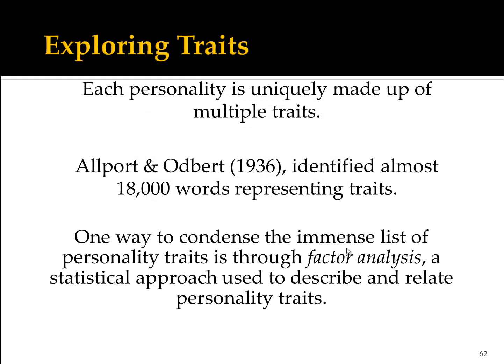Okay. In taking a look then at personality traits, and that people are unique and are made up of multiple traits, Allport and Odbert, back in 1936, were trying to get a handle on how we describe that uniqueness of each individual. They found that in Webster's dictionary at that time, there were well over 18,000 words that could be used to represent personality traits. Now, that's a heck of a lot of words in a lexicon to describe somebody.